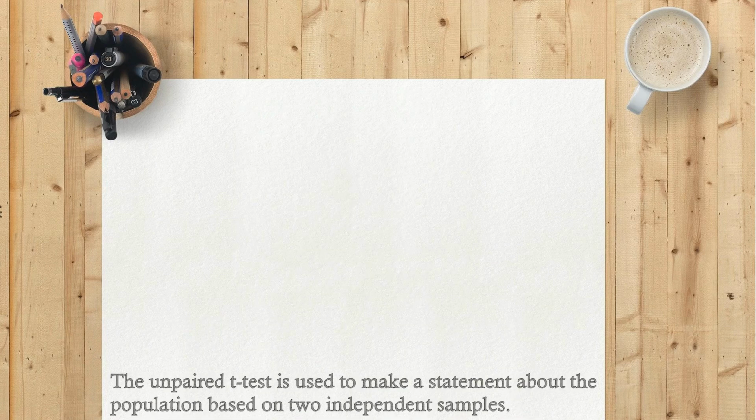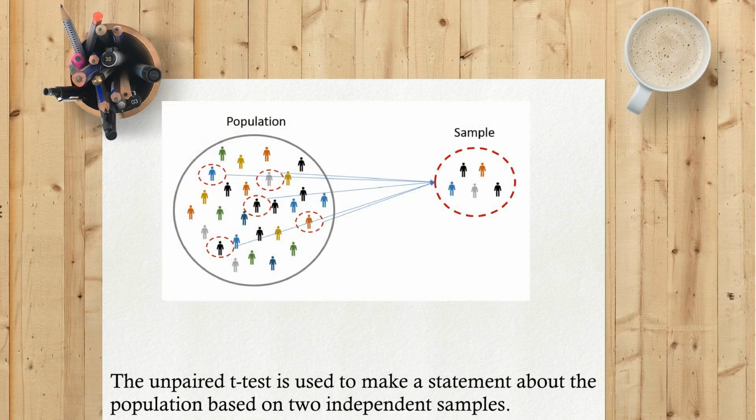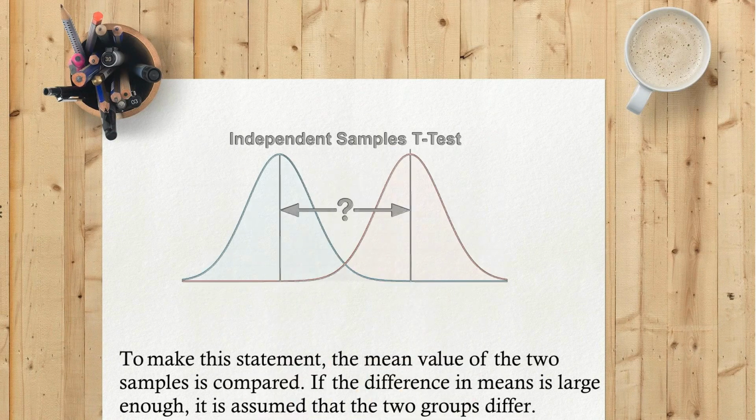The unpaired t-test is used to make a statement about the population based on two independent samples. To make this statement, the mean value of the two samples is compared. If the difference in means is large enough, it is assumed that the two groups differ.